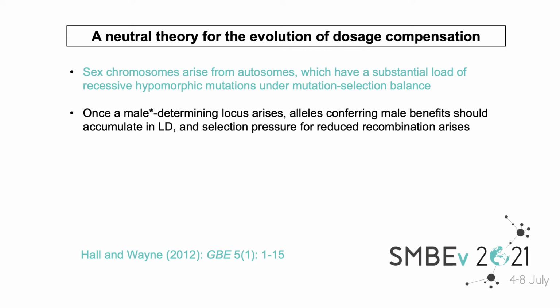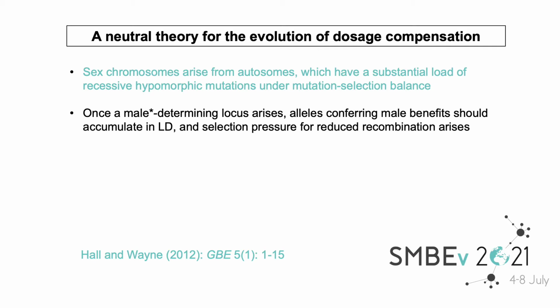And once a male determining locus arises, alleles conferring male benefits should accumulate in linkage disequilibrium with the sex determining locus, and selection pressure for reduced recombination will arise. I've put an asterisk by male here because this works just as well for female heterogametic sexes as well as for male heterogametic sexes. I've just used male as a shorthand here because I'm a Drosophilist.